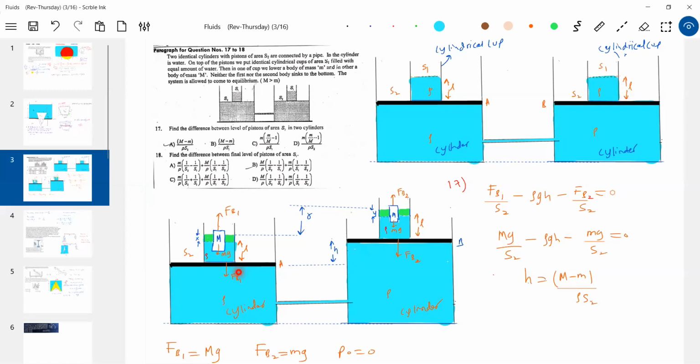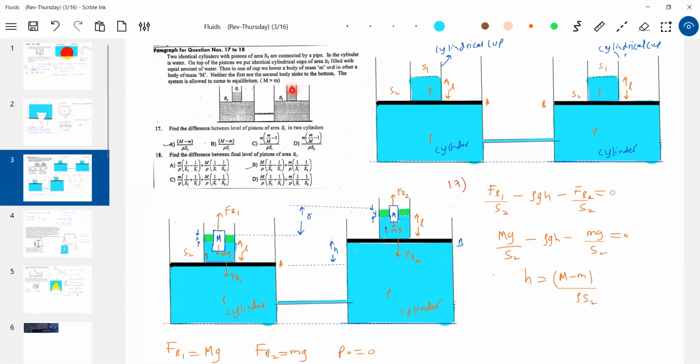Okay, I'll just take help of the manometric equation. What is the pressure at this point? FB1 by S2, minus, as I move up, minus rho g H, minus FB2 by S2. If you want to take P naught, that P naught will get eliminated. Okay, what is FB1? Capital Mg. Solving this, I'll get the difference in level of the pistons of area of cross section S2. This is H.